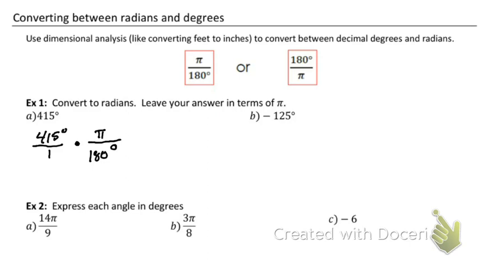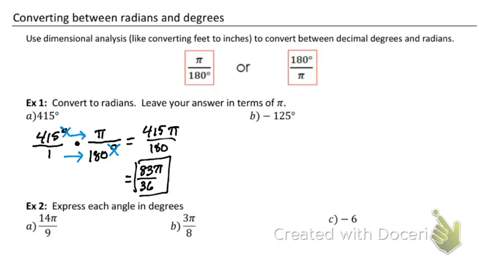Well, when you're multiplying, you go straight across. Our degrees will actually cancel out. And we'll be left with 415 pi over 180, which is actually going to simplify down to 83 pi over 36. And we're going to leave it in that form.